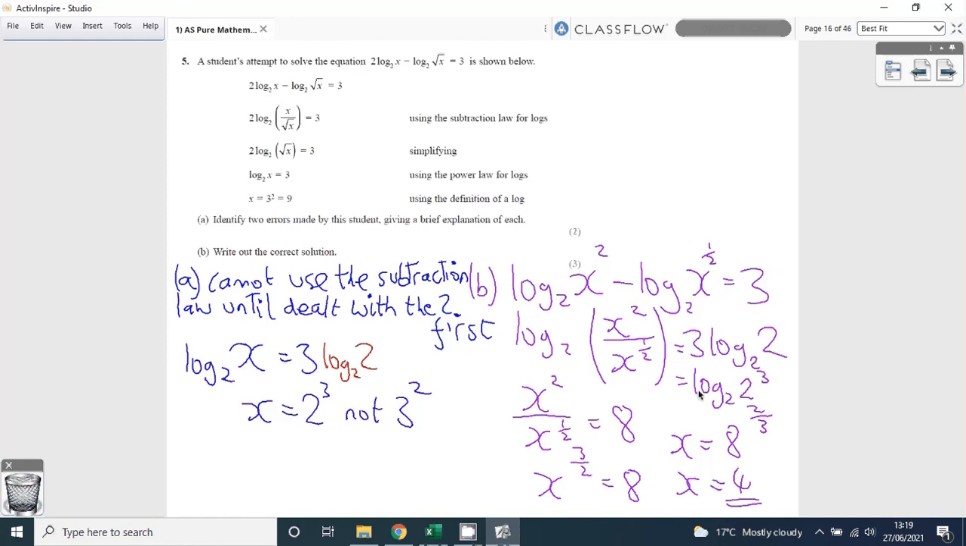I'm effectively cancelling out the logs, but I'm just equating coefficients. This coefficient here must be this here. So x squared over x to the half equals 8. When we divide, we subtract the powers, so 2 take away a half is x to the 3 over 2. Raising both sides to the power 2 over 3, we get x equaling 8 to the 2 over 3. Cube root 8, which is then squared, gives you x being 4. So that's the correct solution.